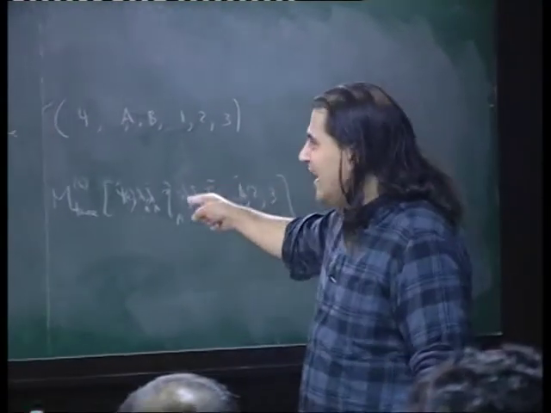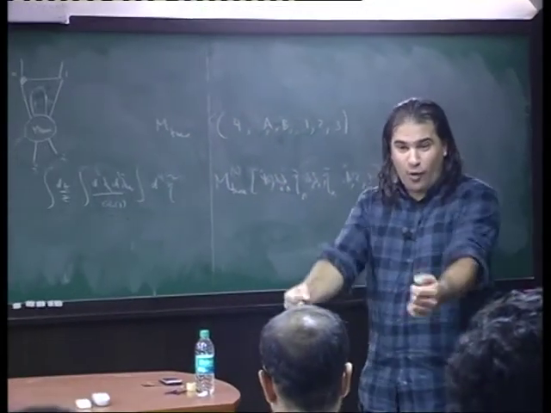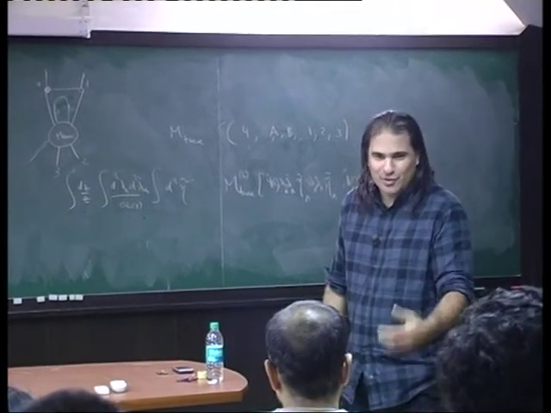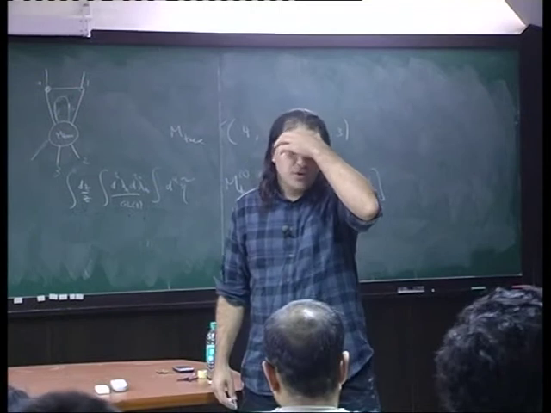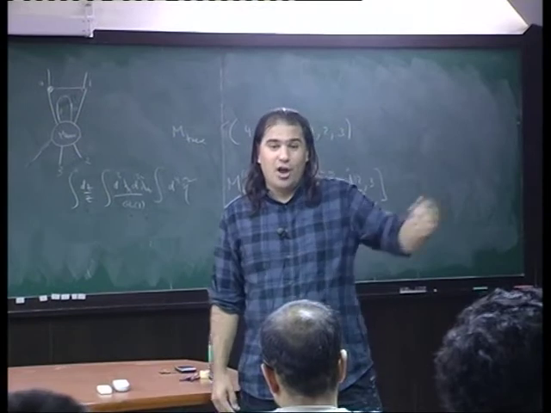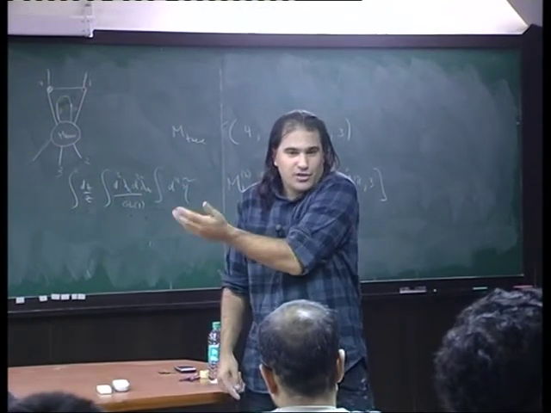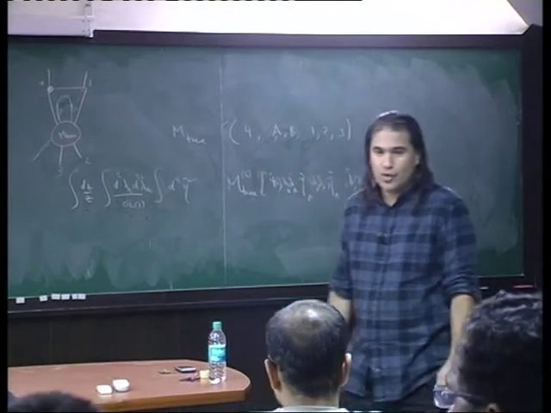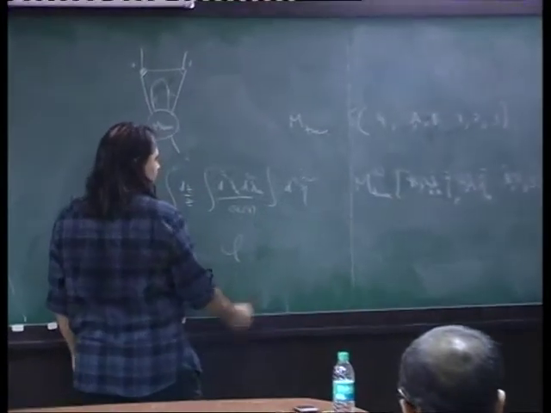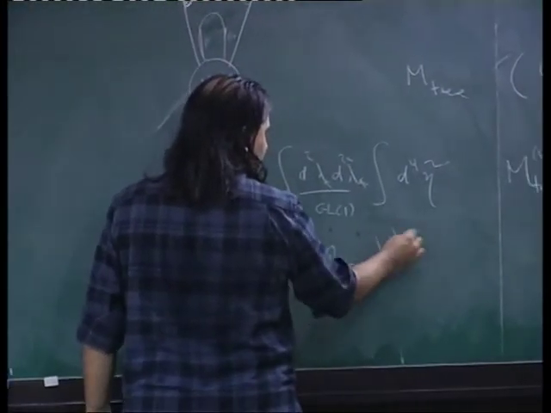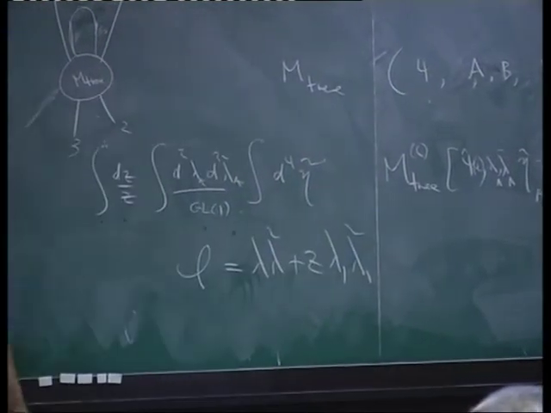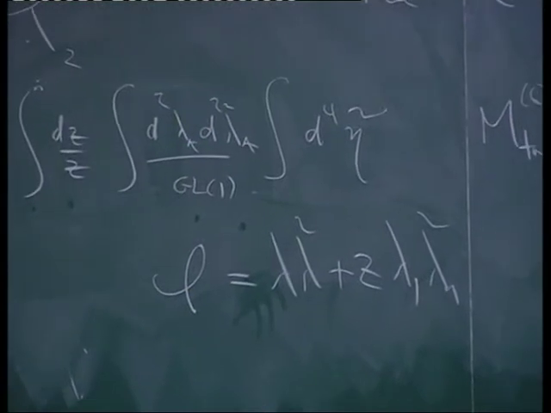Now, I want to claim that that thing as a 4-form is exactly the 4-form of the 4-particle 1-loop amplitude. However, it would be nice for me to give you the explicit mapping between what people normally call L and these objects, where there's nothing virtual. Everything is on shell. Okay? So what is that explicit mapping? It's very simple. What people normally call L is, for me, lambda lambda tilde plus z lambda 1 lambda n tilde. Okay? It's exactly what it looks like.